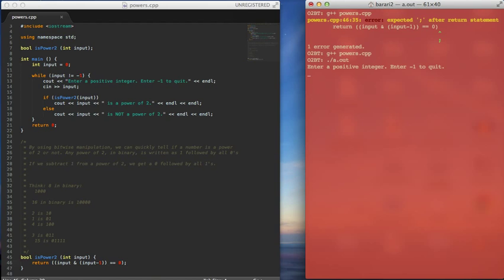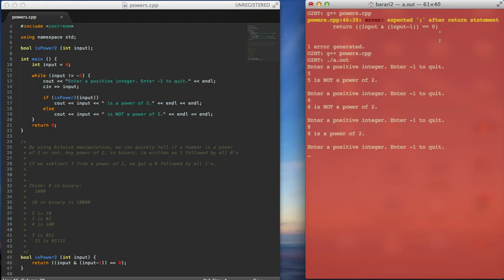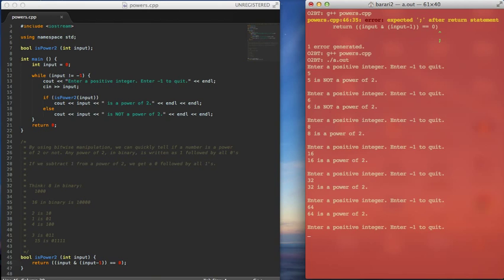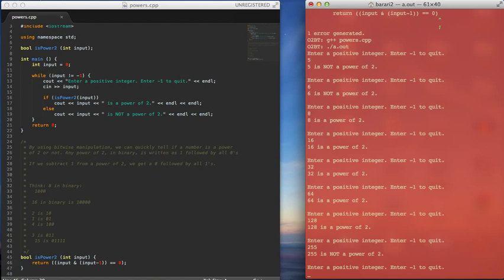Enter a positive integer. Enter -1 to quit. We'll say 5. 5 is not a power of 2. What about 6? 6 is not. How about 8? 8 is a power of 2. We'll try 16. It is a power of 2. 32, 64, 128, 255. So you can see that this has been pretty accurate for our test cases so far.